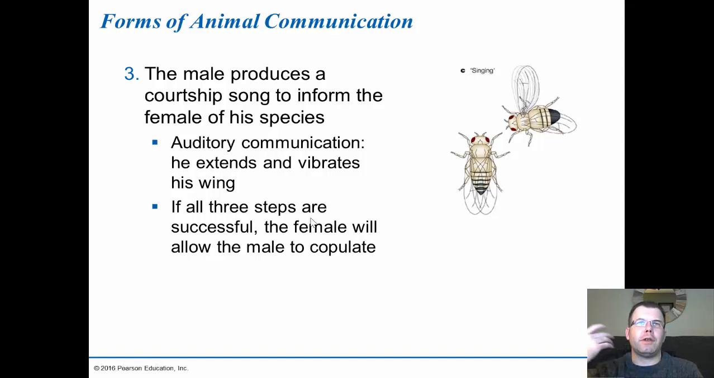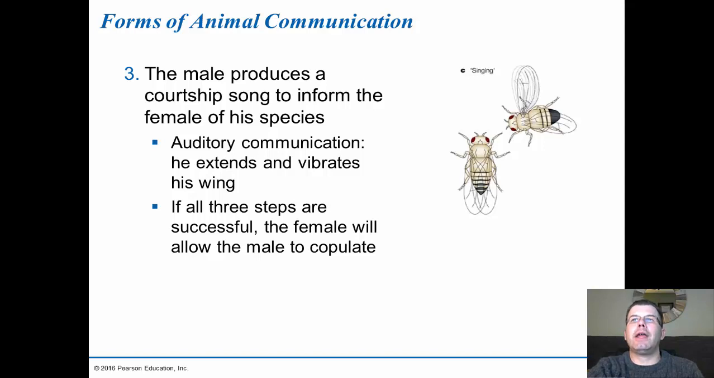I've got good genes and everything else. And so they communicate. If all these steps are successful, the female will allow the male to copulate. So then she'll get into position, and then he will be allowed to get into position and mate with her and have offspring. And so that's what will happen there.